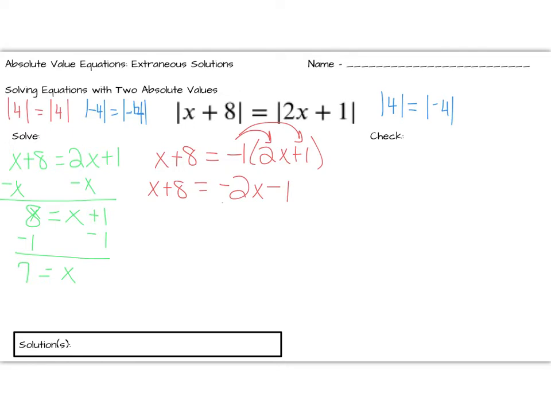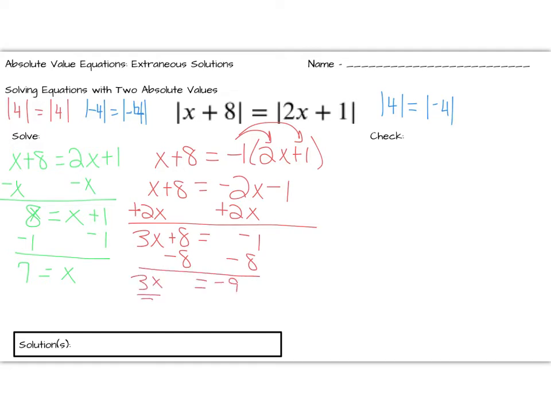That negative 2x has the smaller coefficient, so I'm going to add 2x to both sides. x plus 2x is 3x. 3x plus 8 equals negative 1. Don't lose that minus sign. Now it's a two-step equation. I'm going to subtract 8 from both sides. 3x equals negative 9. Divide both sides by 3, and x is negative 3. So my two possible solutions are x is 7 and x is negative 3. So I'm going to plug these in and see if they work.